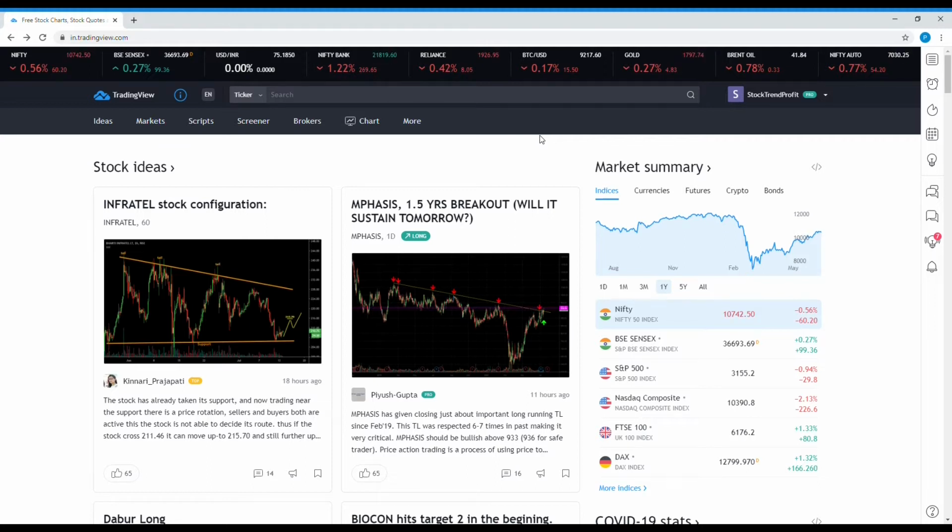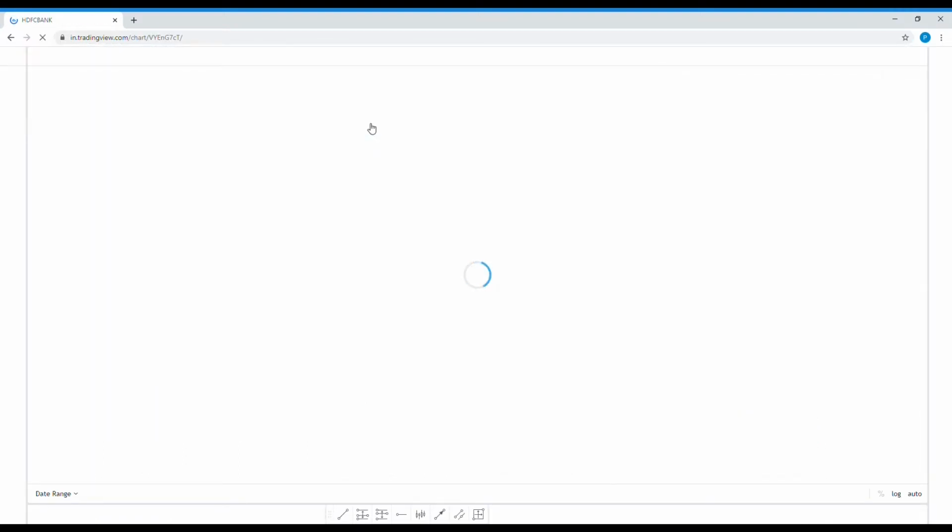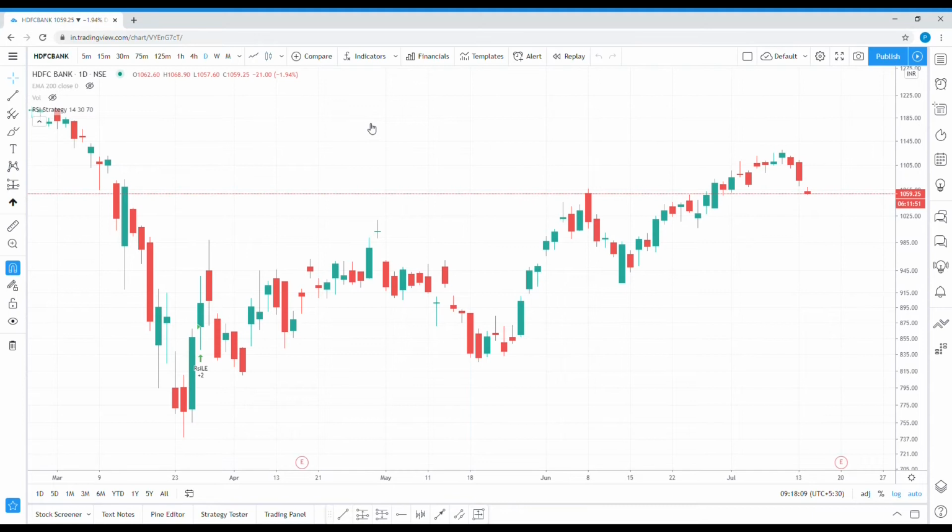What you have to do is click on the chart, and then it will bring you to the chart page. Now just search for the stock that you are looking for. So right now we are in HDFC Bank, and in the previous video I have explained how to search stocks and create a watch list. So please look at those videos if you want to know different ways of searching for a stock.